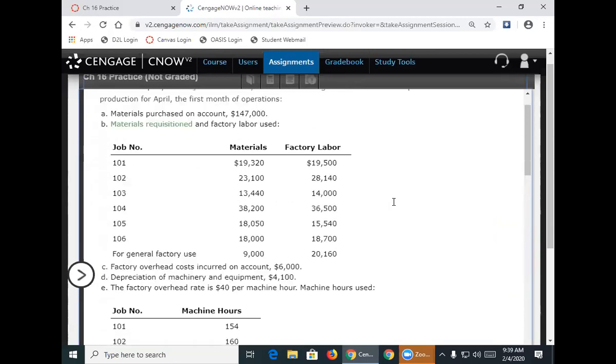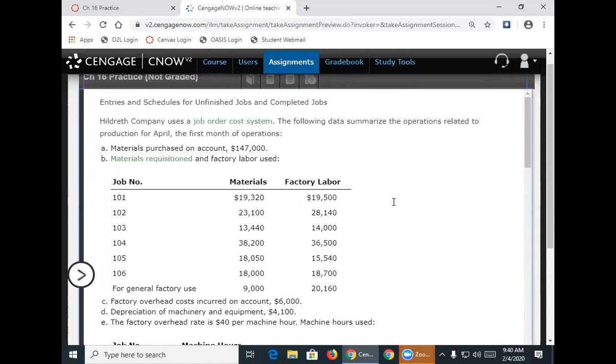Then the fun begins. It says materials requisitioned and factory labor used. Well, this is broken down by job. So basically, in this month, all 6 of these jobs get put into work in process, right? We have each job coming in. So thankfully, there's no beginning balance, at least. But we need to figure out all of our costs that flow in for materials and labor. So we're doing really like a good old compound journal entry here, where we're showing materials and labor all flowing into work in process. Okay, so let's break it down just so it'll make a little more sense.